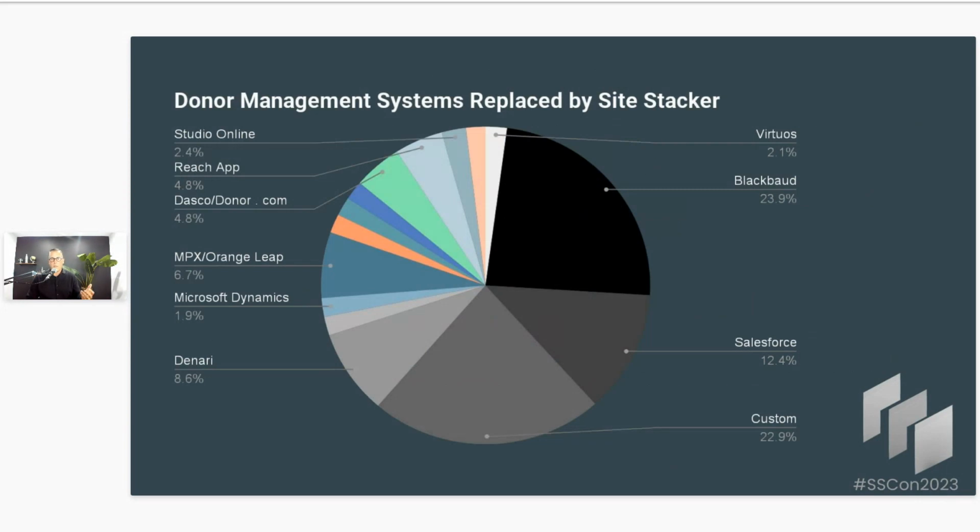24% were in Blackbaud, 12% were in Salesforce. I won't read them all out, but basically you can see that we have replaced all the typical folks that are out there doing donor management. And you might go, okay, well, that's interesting. Why would someone move from one of these systems into SiteStacker as a full donor management system?